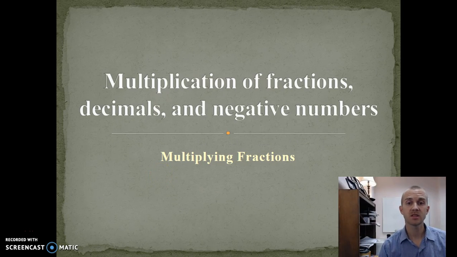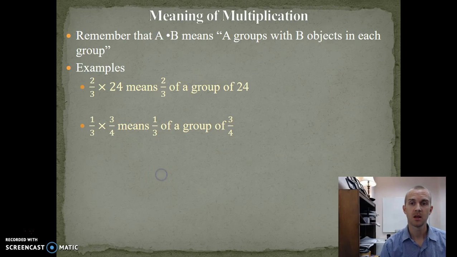In this video, we're going to explore multiplying fractions. First we need to remember the meaning of multiplication, which is that when we have A times B, we're saying A groups with B objects in each group. So when we say 2/3 times 24, what we mean is we're having 2/3 of a group of 24. Whereas if we do 1/3 times 3/4, we're meaning 1/3 of a group of 3/4.